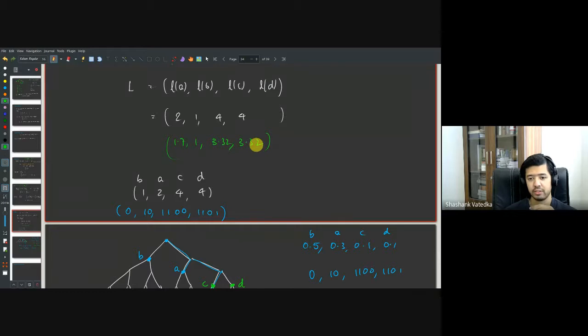But remember, maybe in a different case, this may be something like 3.49 and this may be say 1.7 or something of that sort. In which case, if you just round it off to the closest integer, it may not always satisfy Kraft's inequality. I agree it'll work for many sources.